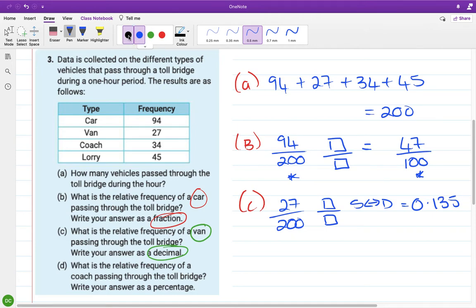And then the last one, the relative frequency of a coach, and they want the answer as a percentage. So how many coaches? 34. The total is 200. And this time, because I want a percentage, I have to multiply by 100.